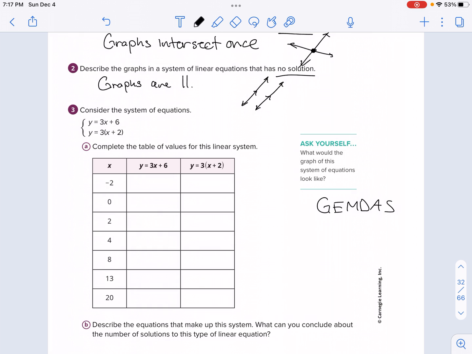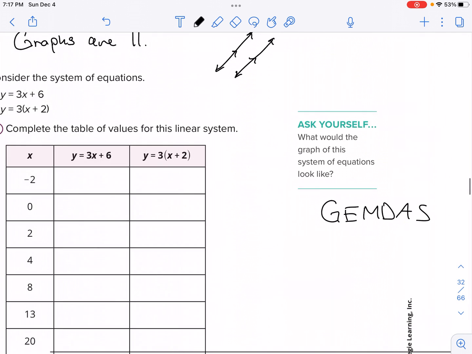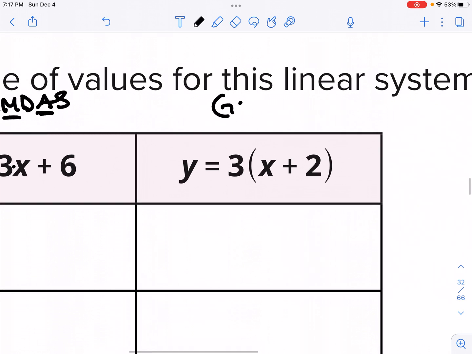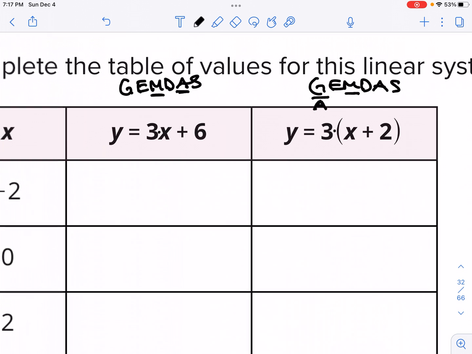We're going to use order of operations, so GEMDAS here. In y equals 3x plus 6, this tells us we are going to first multiply by 3 and then add 6. Versus here, we have this 3 that's being multiplied, but this x plus 2 is part of a group, so that is added first. So this actually tells us to add the 2 to the x value and then multiply by 3. We'll do this a couple of times, and then I'll fill in the answers as we go. So let's start with our first ordered pair.